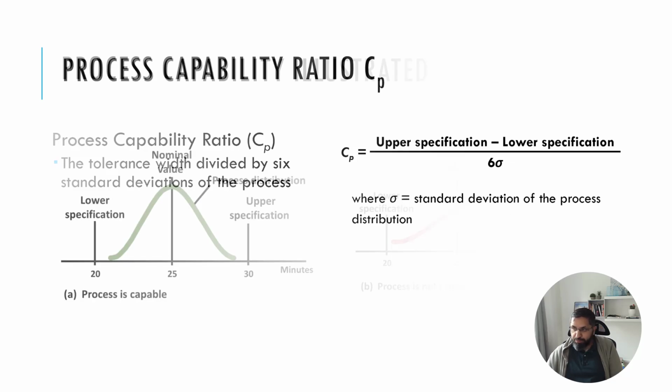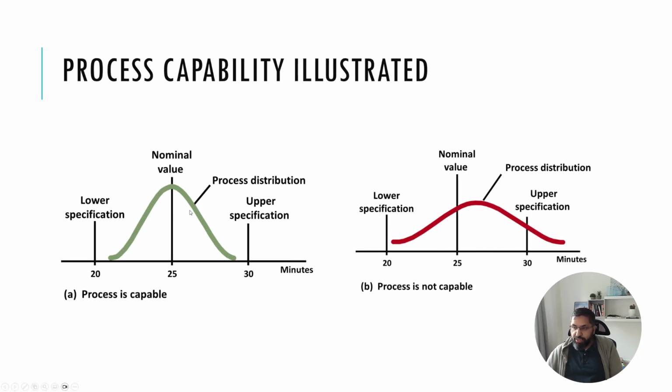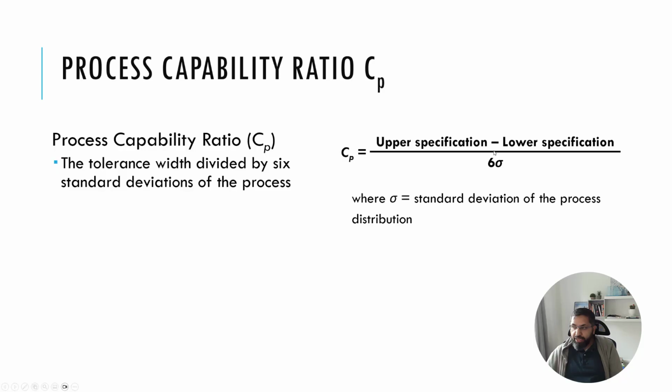Yes, if you go back to this picture, sigma is a measure of how wide this curve is, the green curve or the red curve. So what we're seeing is that sigma should be so small that 6 times sigma should be smaller than the tolerance limit, because CP has to be more than 1. CP below 1 indicates the process is not capable. Upper spec minus lower spec divided by 6 times sigma.